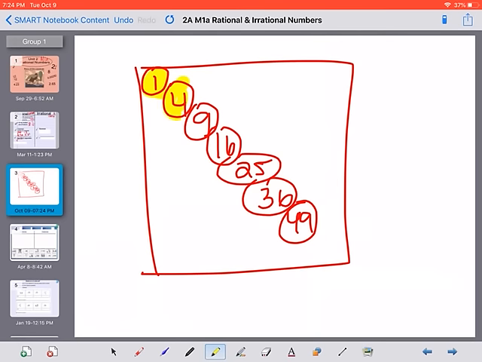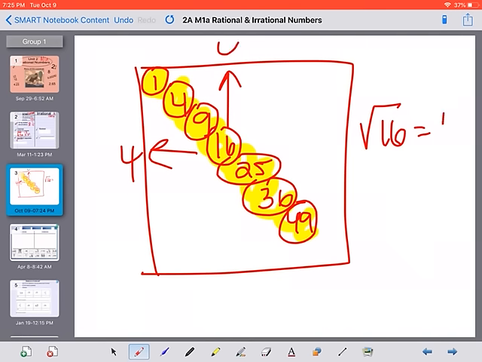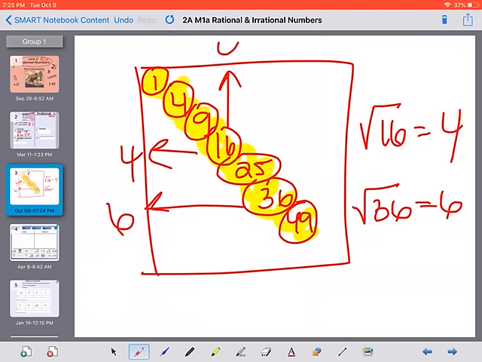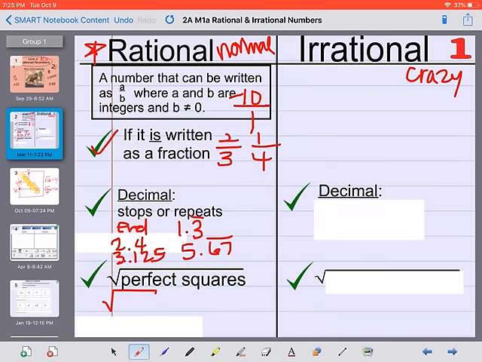So all of these numbers were our perfect squares because we knew, for example, the square root of 16 was really just, if we looked at either side, 4. So square root of 16 was 4. The square root of 36 was 6 because 6 times 6 is 36. We're looking for the same number multiplied twice to give us that. So any of our perfect squares, like the square root of 9, we know is really just 3, which is a nice rational number. So any of those perfect squares are rational.